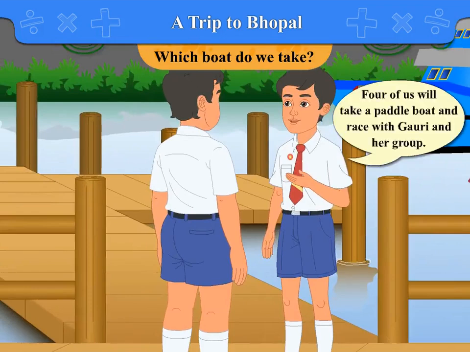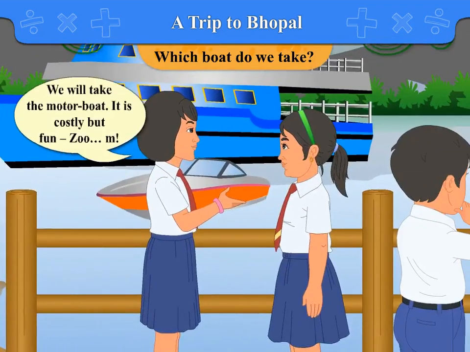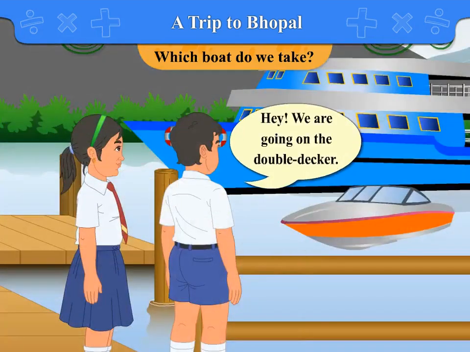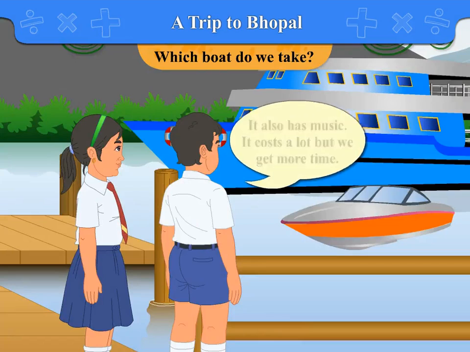4 of us will take a pedal boat and race with Gauri and her group. We will take the motor boat. It is costly but fun. Zoom. Let us take the oar boat. It is not costly and we get more time for a peaceful ride. Hey, we are going on the double-decker. It also has music. It costs a lot, but we get more time.